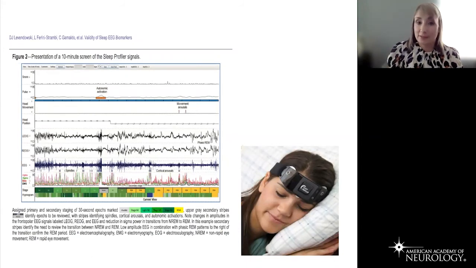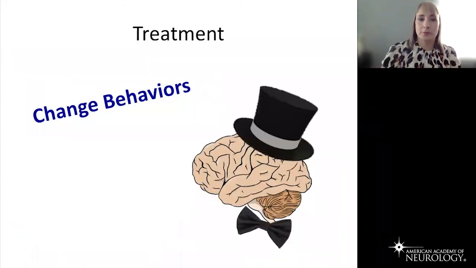You're staying in delta sleep a little longer. You're not having as many transitions or as many arousals. So it's been very helpful for us in our practice to use this device. So we are kind of moving up in things.